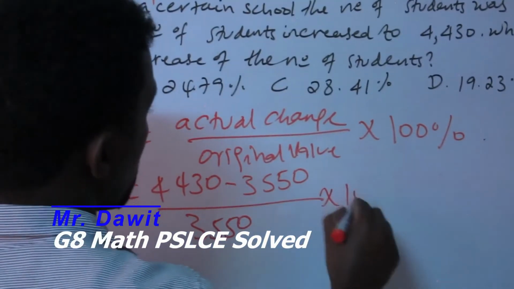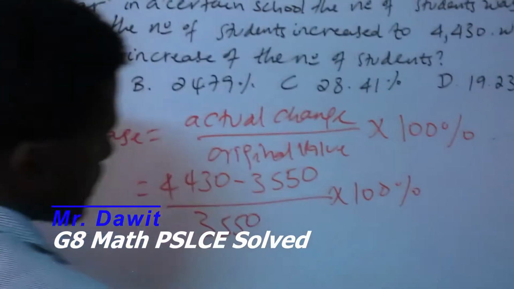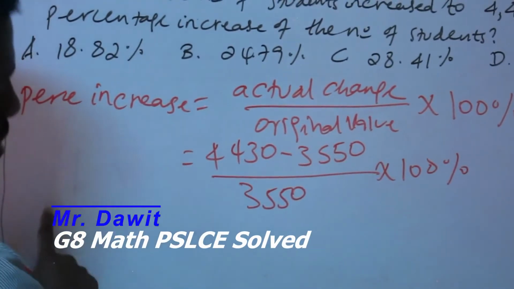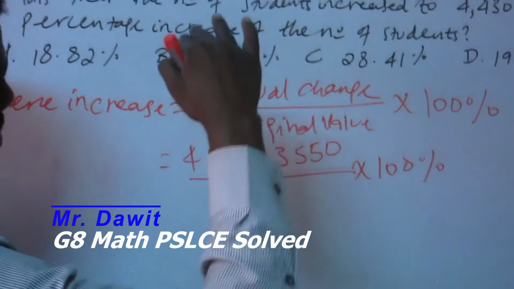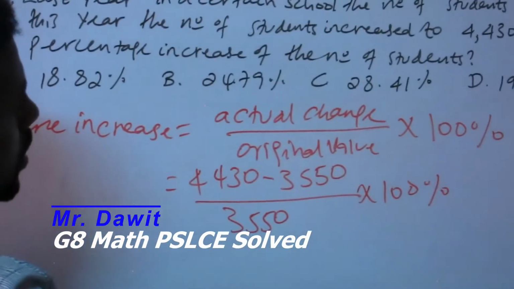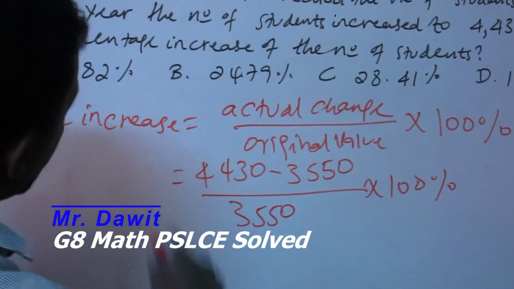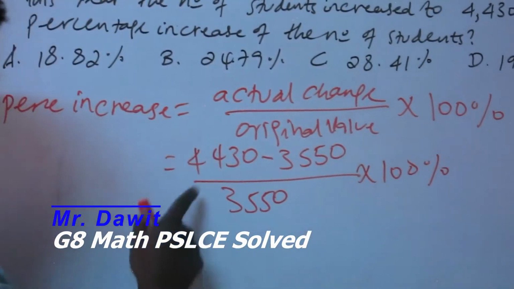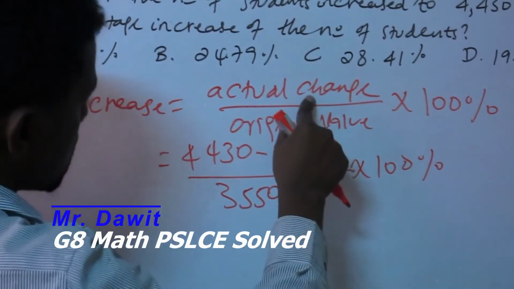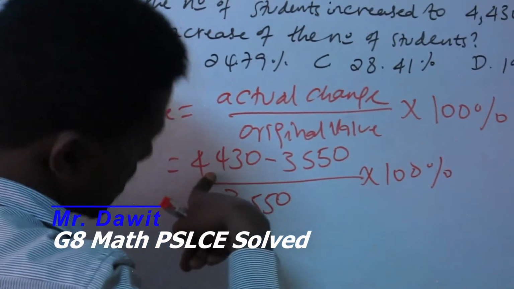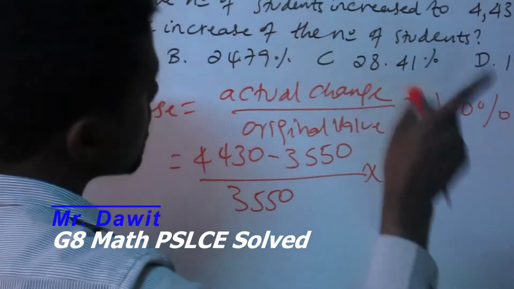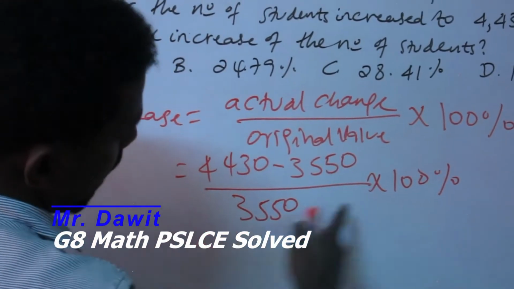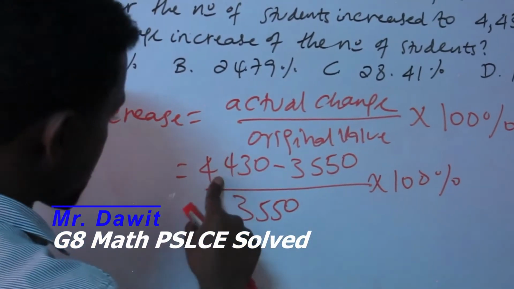Divided by 3,550, multiplied by 100%. Percentage change can be an increase or a decrease. No problem. So percentage increase means actual change, which is the current number minus the original number registered before, divided by the original number, times 100%.